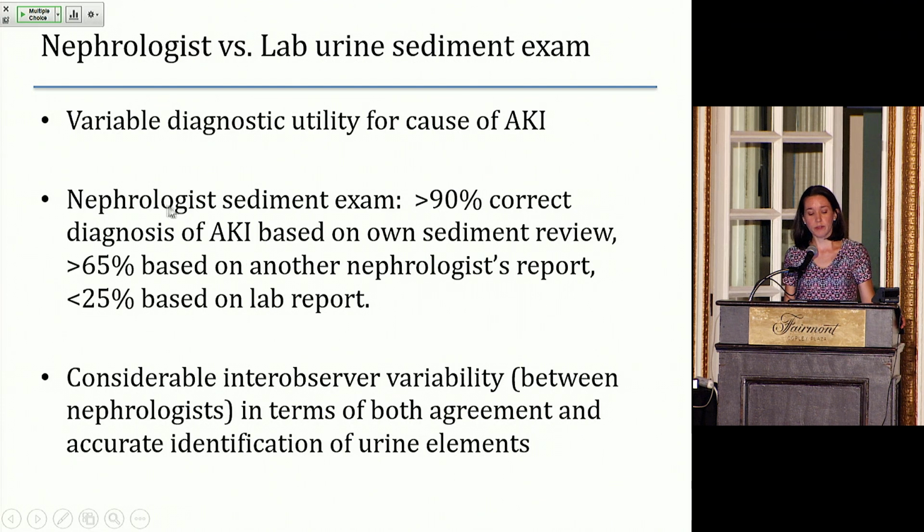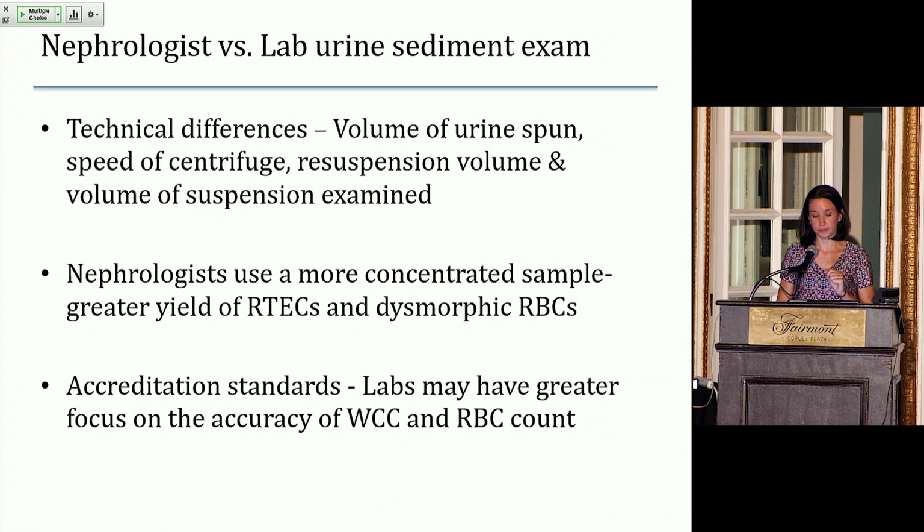When people have looked at the nephrologist urine sediment exam, if I see the case and I examine the urine, it's thought to have a very strong correlation with the outcome, versus if I see the case and someone else looks at the urine, the correlation is not as strong in terms of accurate diagnosis. And whereas if I see the case and the lab looks at the urine, it's less than 25% correlation with an accurate diagnosis. And also we talked about the variability between different nephrologists.